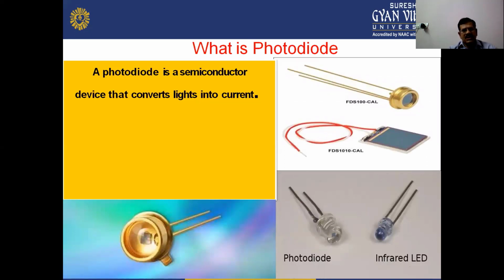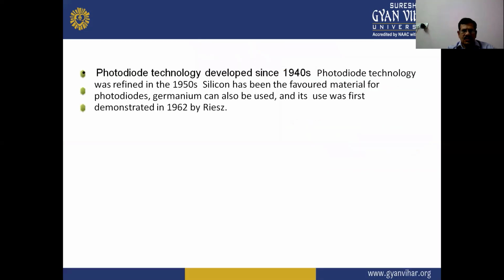A photodiode is a semiconductor device that converts light into current. So this is the photodiode function, and we see in these photographs there are different shapes and different sizes. Some photodiode pictures here, and we can see in this slide different photodiode shapes.